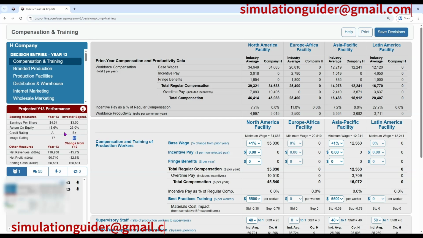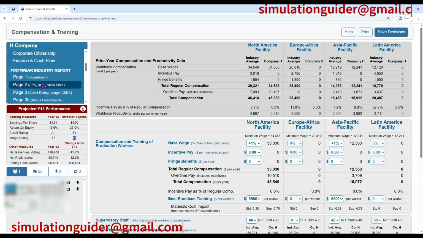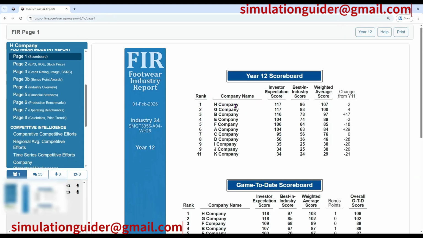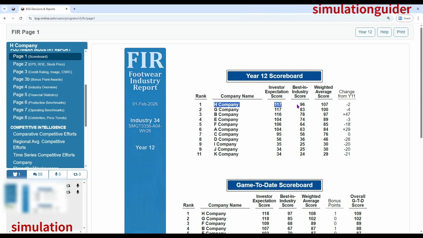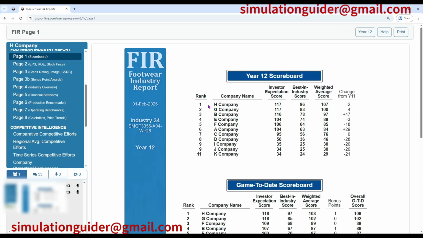So we are trying so hard so that we can win the simulation this round. If you check out the scoreboard, we have been leading the simulation from year 1 up to the current year. So we're trying so hard so that we're going to win this simulation. It's an easy game and we're going to win it.